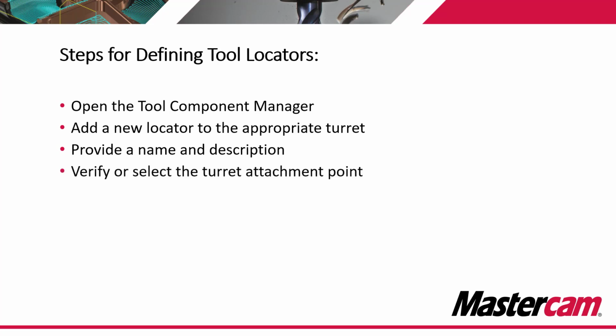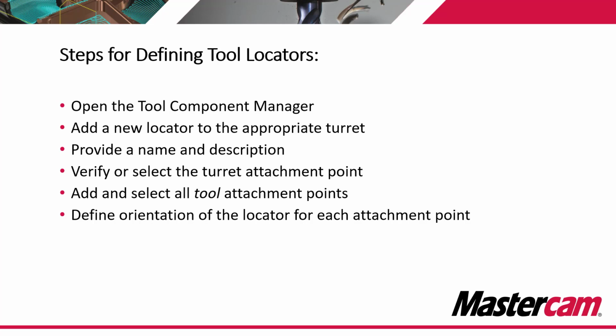We also want to verify or select the turret attachment point. Most are only going to have a single attachment point on the outside diameter of the turret, but if you have more than one attachment point, just make sure you've picked the right one. Next, we're going to add and select all of the tool attachment points. These are where all of our tools will attach to each individual locator. You could have one or more.